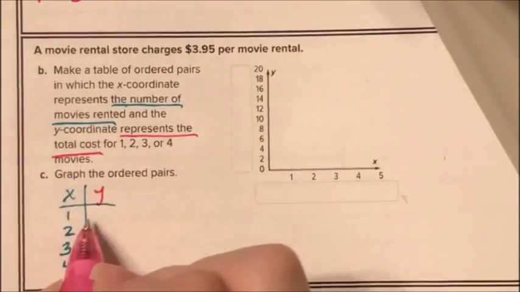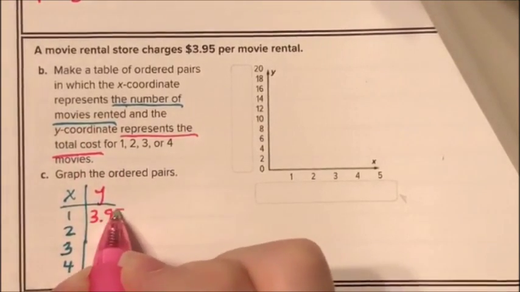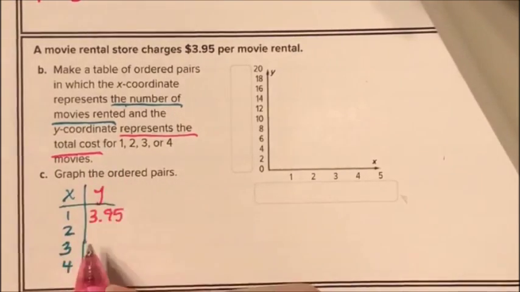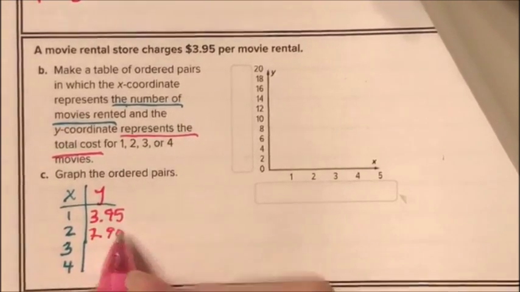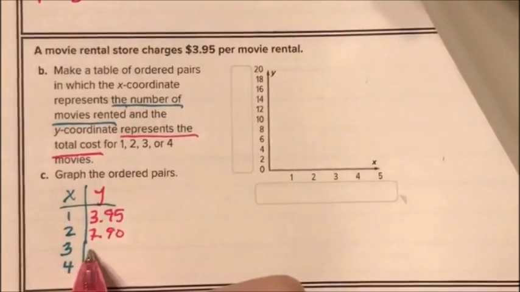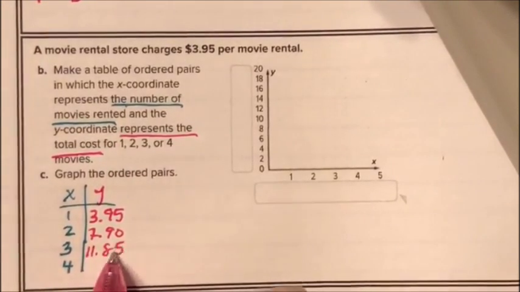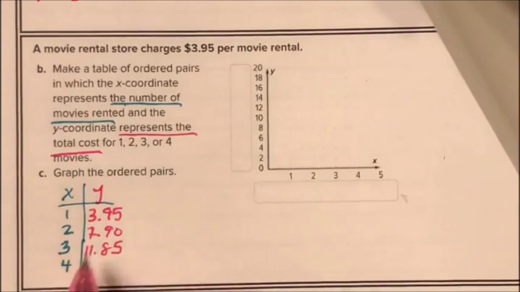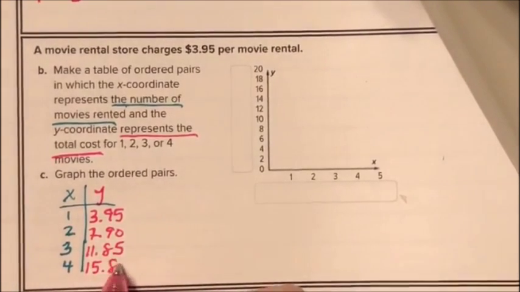Okay, for one movie, it's going to be $3.95. For 2 movies, it's $7.90. For 3 movies, it's $11.85. And for 4 movies, it's $15.80.